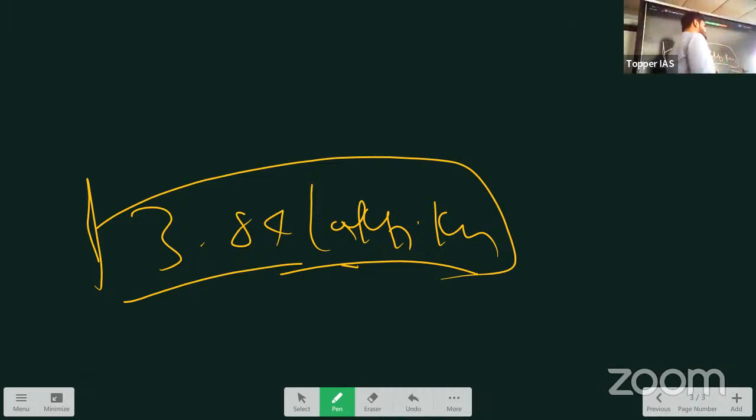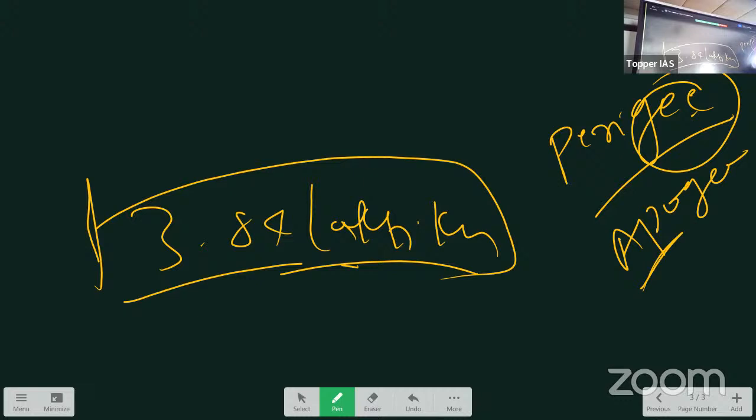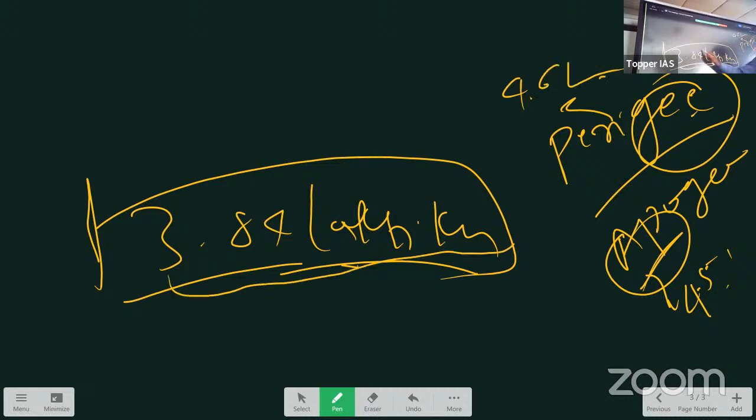When the moon comes nearest to the Earth, that point is called perigee. Like perihelion for the sun, you understood, right? So perigee means for the moon. Next, apogee, the farthest point. The farthest will be around 4.05 lakh kilometers, and the nearest should be around 3.6 lakh kilometers. So the average would be 3.84 lakh kilometers.